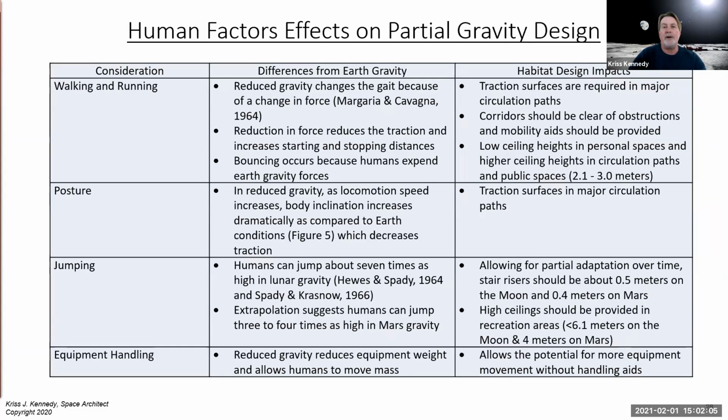There are human factors and effects of partial gravity to consider: walking and running, posture, jumping, and handling equipment. The differences between Earth gravity and then habitat design impacts. A couple of things to note, especially in partial gravity, is to consider traction surfaces, and consider the types of footwear you're wearing and the traction surface, to help enable you to start walking or running in that gravity environment.